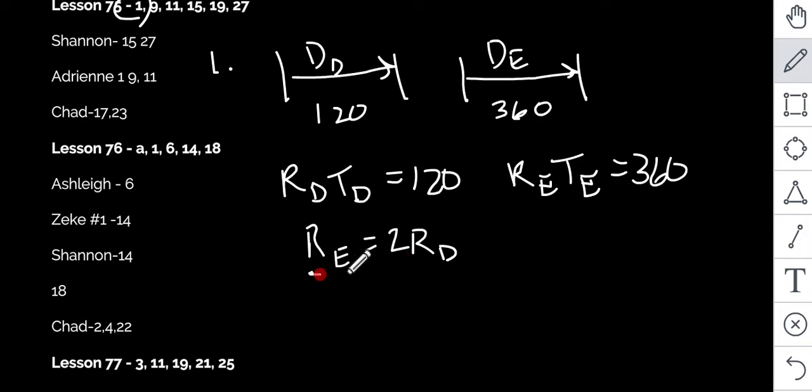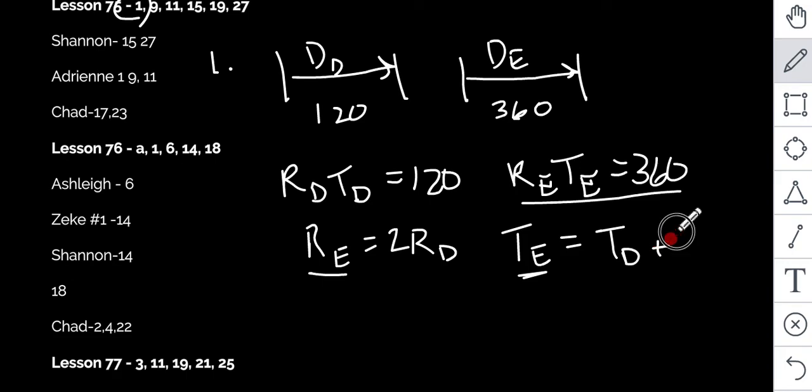Now, do you see how I have the E here, the rate Emily? I'm going to put the time Emily and work from there so that we have both of these start with subscripts of E so that we can put them in this equation right here. So what am I going to do here? It says that David was 1 hour less than Emily. That means Emily's going to be 1 hour more. So it's going to be time David plus 1.